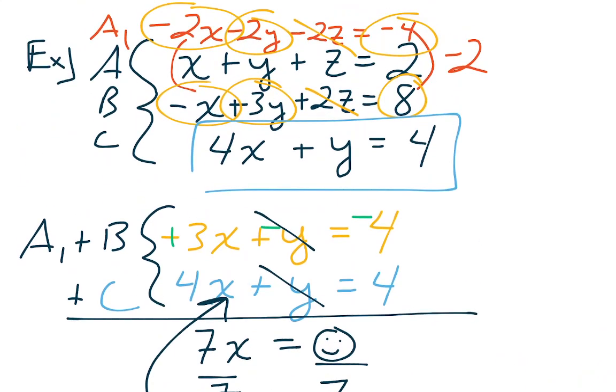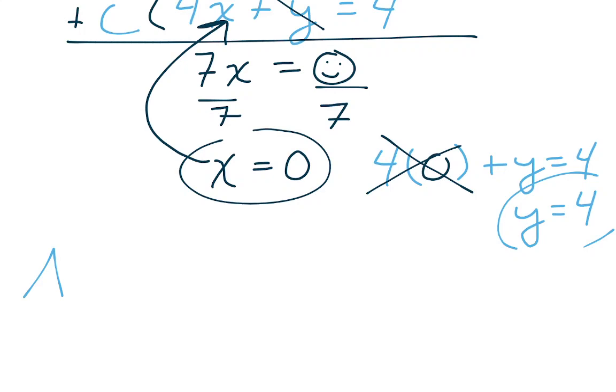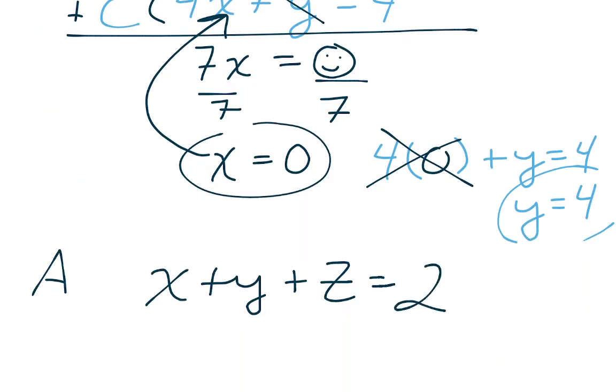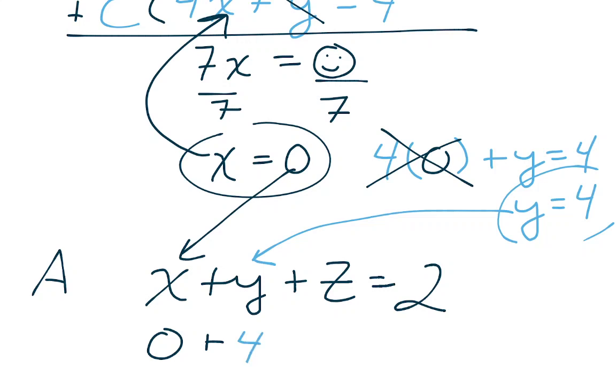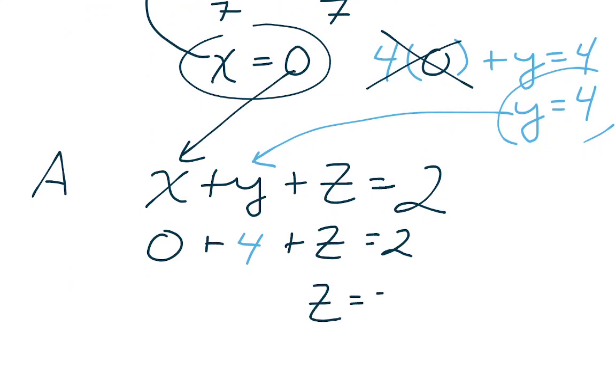We can just go plug these back in to get z. How about equation A? I mean the original equation A. That one was kind of the easiest one. What was it? x plus y plus z. Was it equal to 2? So I can certainly plug 0 in for x. I can plug 4 in for y. And we're going to solve for z. Let's show it. You get 0, you get 4, still have z equaling 2. And I'm pretty sure that means that z equals -2.